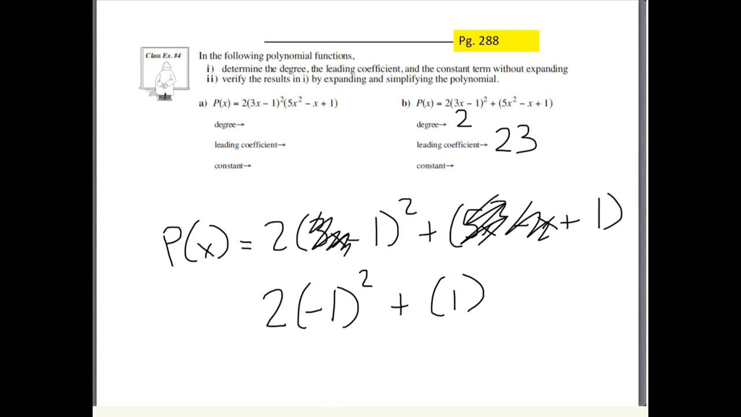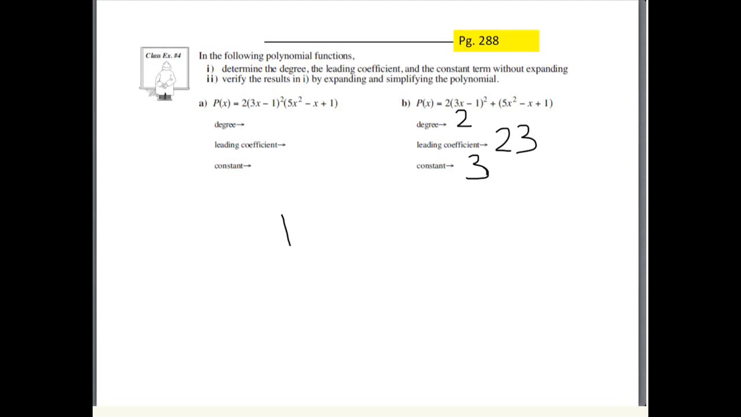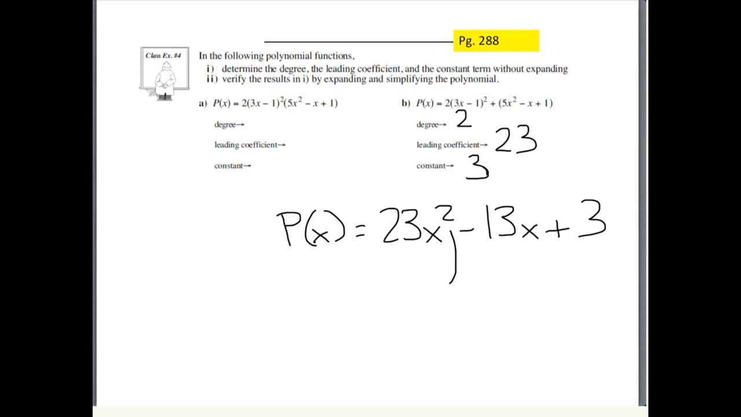So BEDMAS rules apply. We've got negative 1 squared, it's going to be just 1, and this is going to be multiplied by the 2, plus 1. So 2 times 1 is 2, plus 1 is going to be 3. So your constant for b is going to be 3. If you expand b out, p of x is going to be 23x squared minus 13x plus 3. The degree is found right here, so that's going to be 2, just like we said. The leading coefficient is found right here, and the constant is right here.